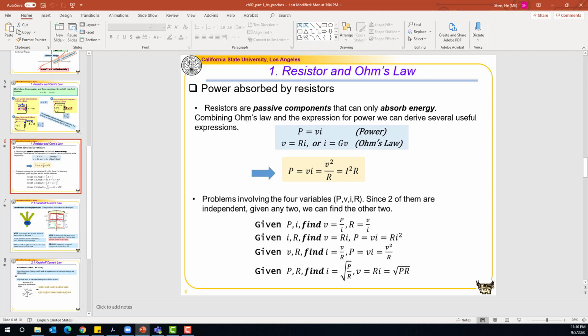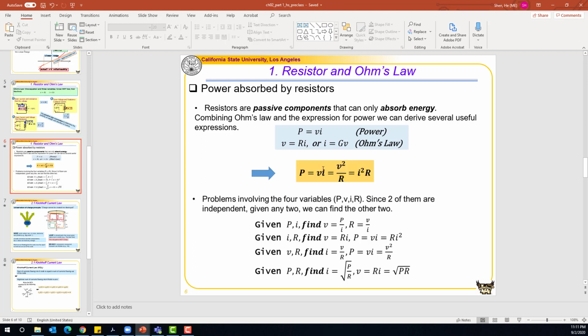The next topic is about power absorption by resistors. So resistors are passive elements. We know that if we use passive sign convention, we will always get positive numbers when we calculate the power. Resistors absorb energy. From the previous lecture, we know that P is equal to V times I. In combination with Ohm's law, V equal to R times I, we can find the power calculation for resistors.